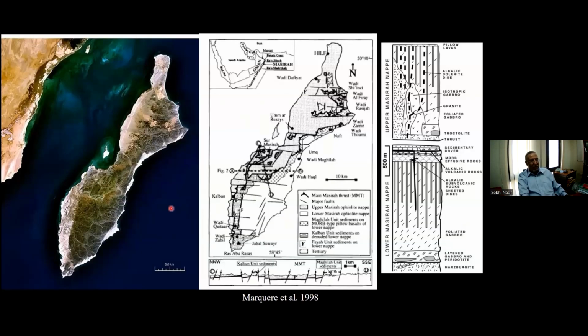And looking at Masirah Island, it consists actually of 2 nappes. One is called the Upper Masirah nappe in the northern part, where it shows only the crustal sequence, mostly gabbro and alkali volcanic rock, and pillow lava. It's covering the northern part of the island. The southern part, which is called the Lower Masirah nappe, includes the mantle sequence plus a few of the crustal sequences.